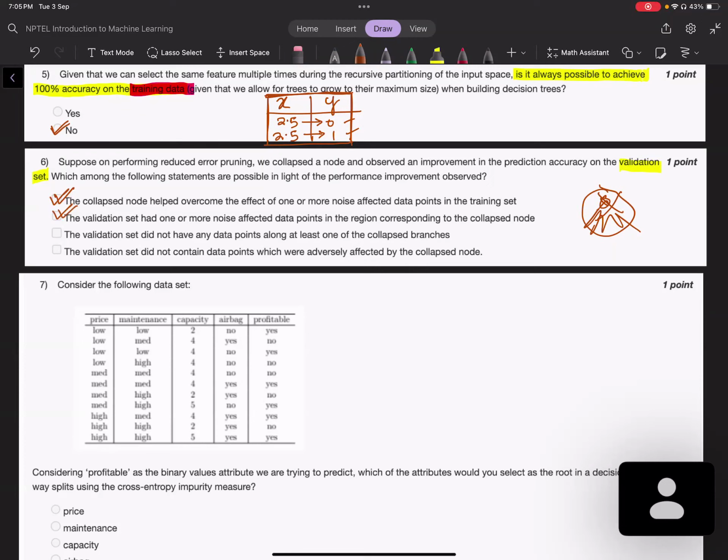Then option C. Option C is the validation set did not have any data point in at least one of the collapsed branches. So the validation set might have the error in its data in that region, or the validation set might not contain any data in that region. So in that case, by removing that, it might also improve the performance, or it might not decrease the performance at least in that case.